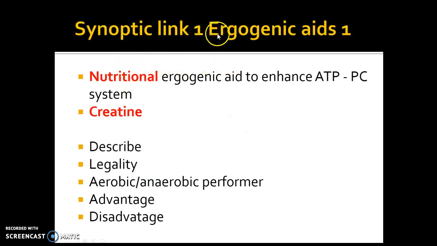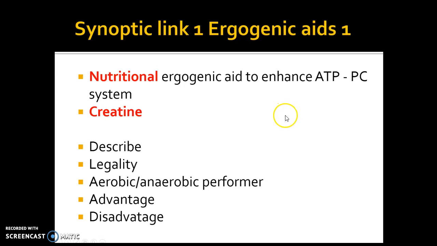Synoptic link 1: which ergogenic aid would enhance the ATP PC system? Well, we're going to look at a nutritional one for now. So the nutritional one is going to be creatine. Now creatine is naturally stored in your muscle as phosphocreatine. However, the supplement or the ergogenic aid creatine is a synthetic form of creatine, usually in powder or tablet form, and it's ingested orally to increase the PC stores in your muscle cell, so to enhance the PC.